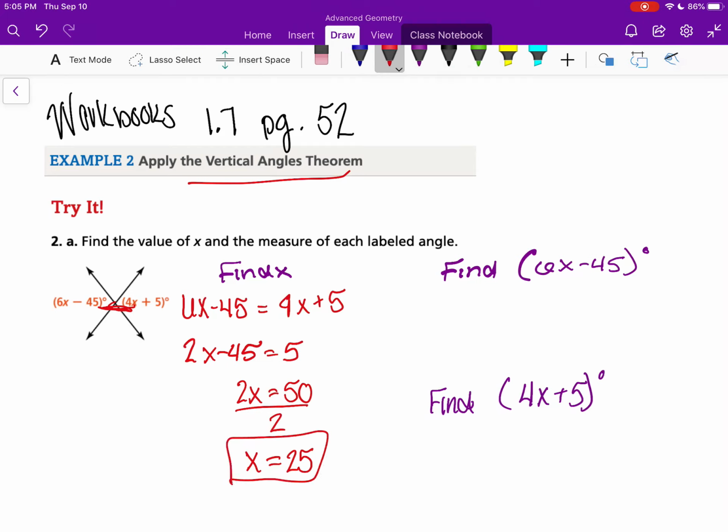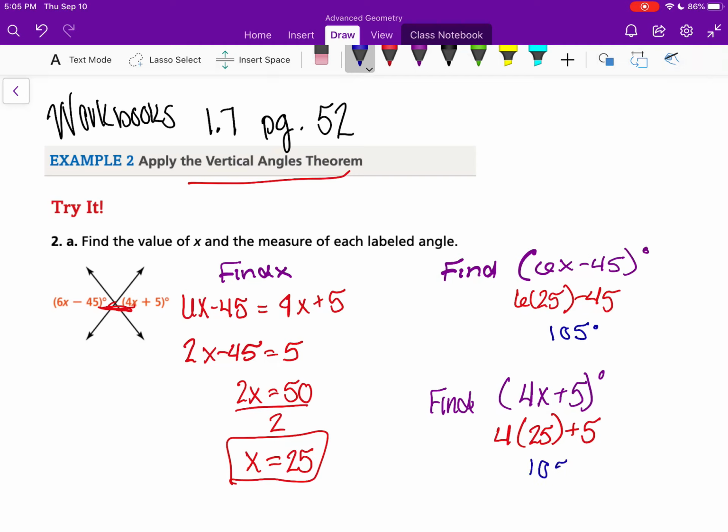Awesome, we did one of the things. Now we can use that. It's going to be 6 times 25 minus 45. I'm going to substitute in first just because that is what I want to do first. And now I'm ready to simplify to figure out the measure of both of these angles now that we know the value of x. So 6 times 25 minus 45 is 105 degrees, and 4 times 25 plus 5 is also 105 degrees.